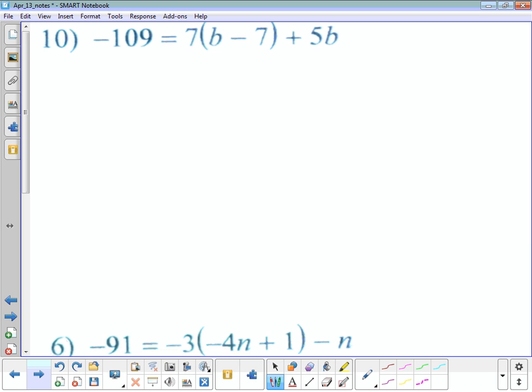Okay, let's go to the next difficulty level. Again, I have a distributive property problem, and I've got something on the outside. But notice this time, it's a variable, not just a number. So that's going to be something to have to watch out for. So I got the negative 109 equals, well, 7 times b is 7b. 7 times minus 7 is a negative 49. That's why I consider this one a little bit more difficult, because I have a negative right there in that multiplication, plus 5b.